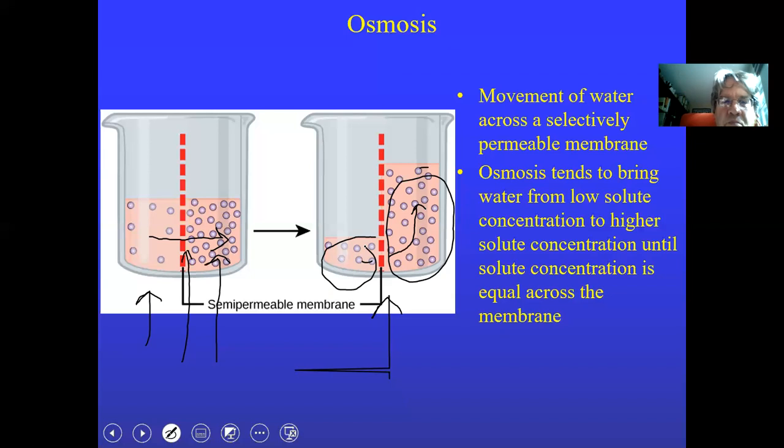And osmosis is important in cell function. I'll show you in a second. It's the corollary of diffusion. Diffusion is movement of the solute itself, whereas osmosis is the movement of the solvent. And that depends on the properties of the membrane that's separating the two systems.